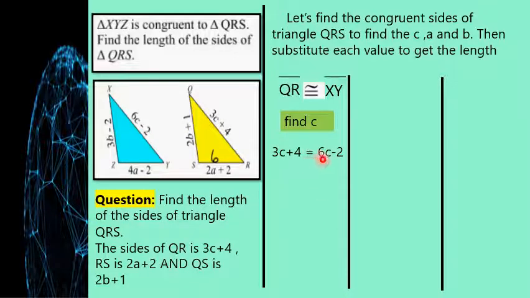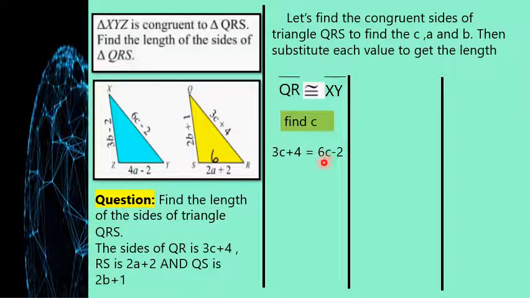3c plus 4 equals 6c minus 2. Where do you get the 6c minus 2 here? Alright, so this is the pattern. You must know the congruent size of each triangle. Then we're going to make sure that these congruent sides are equal to get the value for C. Okay, now the 3c we have here and the 6c.